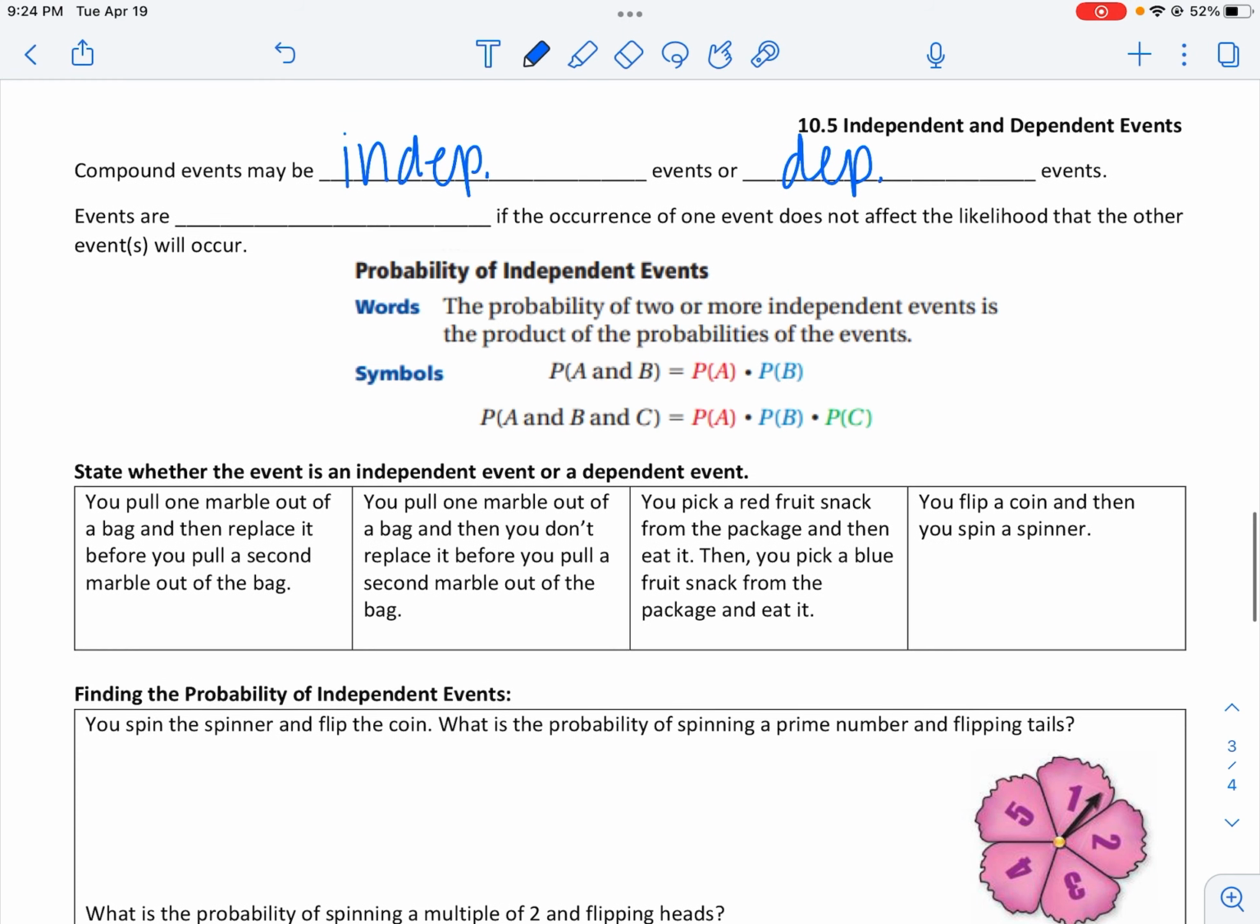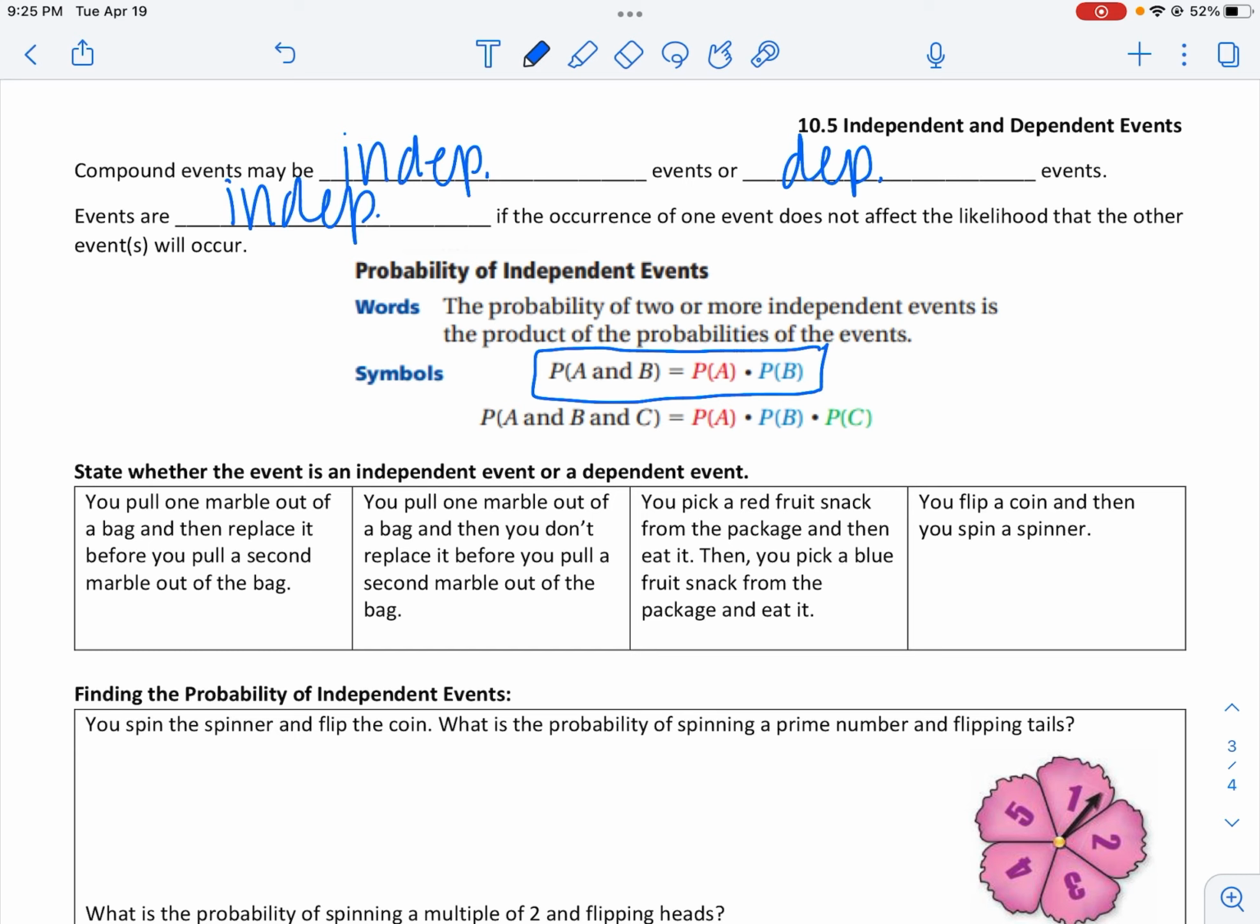Events are independent if the occurrence of one event does not affect the likelihood that the other will occur. That means if there are two events, it's independent if the first one does not affect the second event at all. Just like our other ones, we're going to be multiplying. The probability of A and B is the probability of A times the probability of B, and the same with the probability of A and B and C. You're just multiplying.